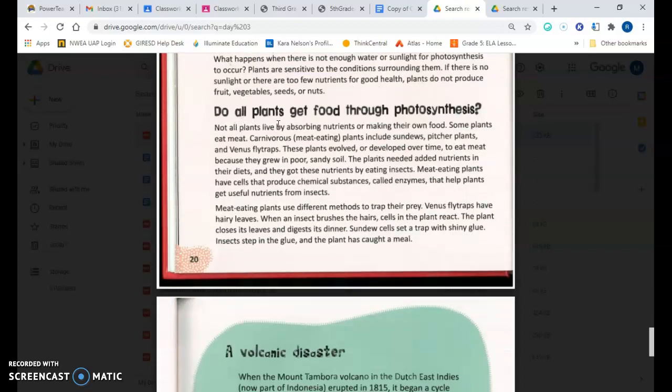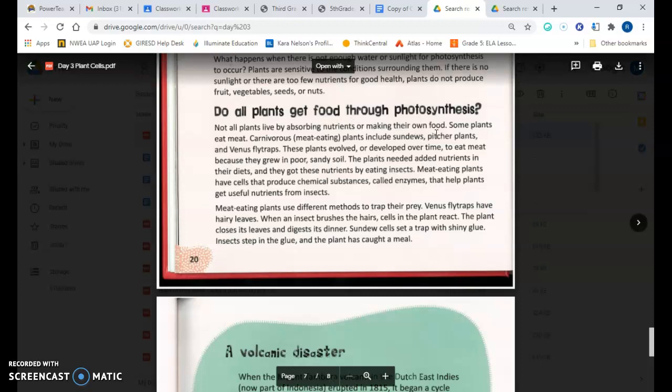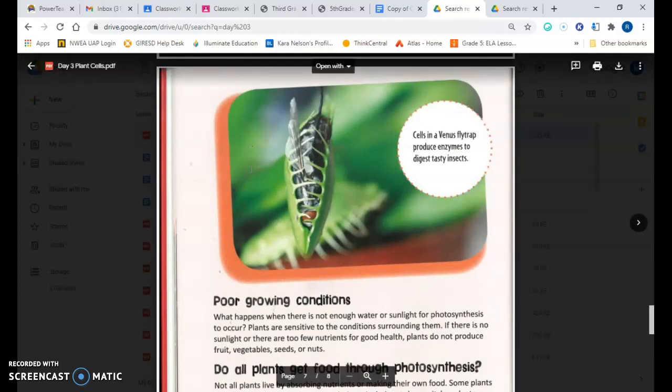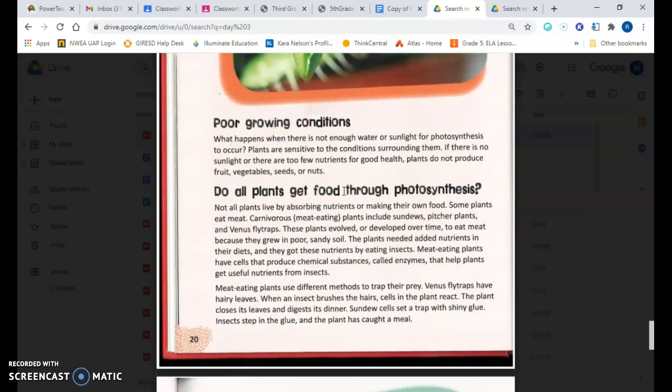Do all plants get food through photosynthesis? Not all plants live by absorbing nutrients or making their own food. Some plants eat meat. Carnivorous, meat-eating plants include sundews, pitcher plants, and Venus flytraps. So that's what we were seeing up here was the Venus flytrap.